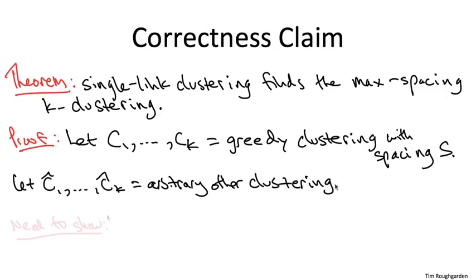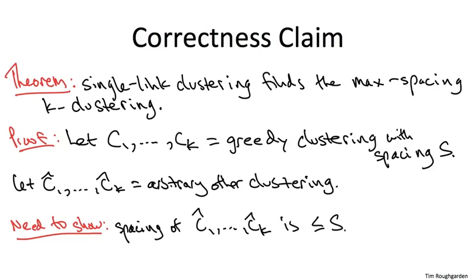We're going to denote our competitor, some alternative k clustering, by C hat 1 up to C hat k. What is it that we're trying to show? We want to show that this arbitrary other clustering has spacing no larger than ours. If we can show that, then because this clustering was arbitrary, it means the greedy clustering has spacing as large as any other, so it's maximizing the spacing. And that's what we want to prove. Put differently, we want to exhibit a pair of points separated by the clustering C hat 1 up to C hat k, such that the distance between those separated points is S or smaller.